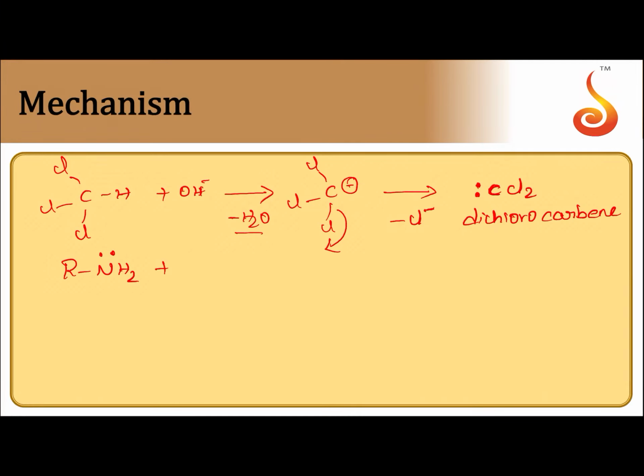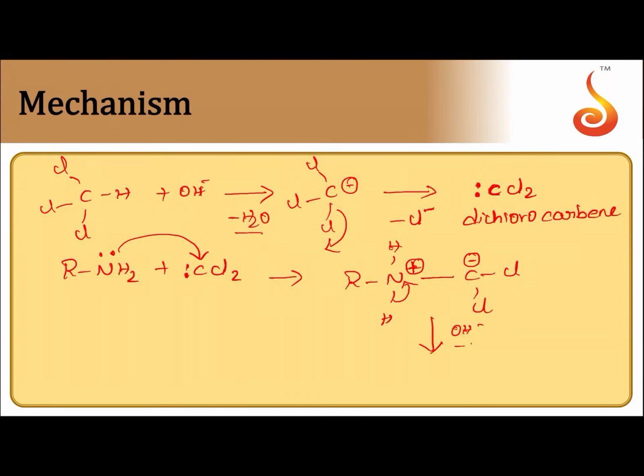Now in the primary amine, the lone pair that is there on the nitrogen will attack this dichlorocarbene, which is electrophilic. So what happens? I'll get an intermediate here. In this intermediate, nitrogen is positively charged and carbon is negatively charged. So this intermediate formed here is unstable. It loses a molecule of HCl. The positively charged nitrogen is not stable, so the OH minus ion will abstract the proton.